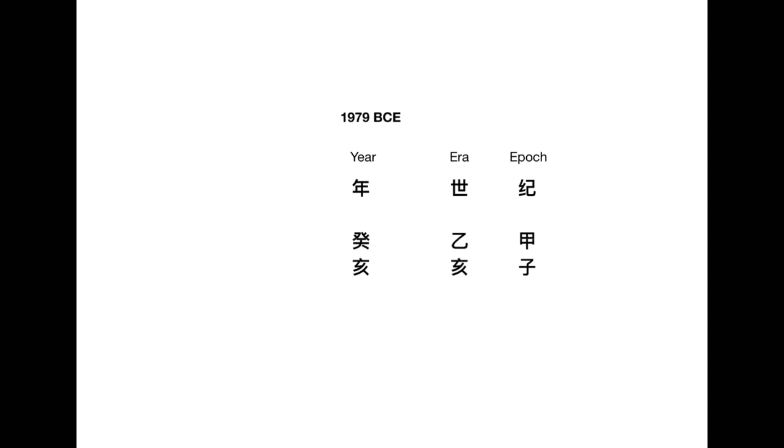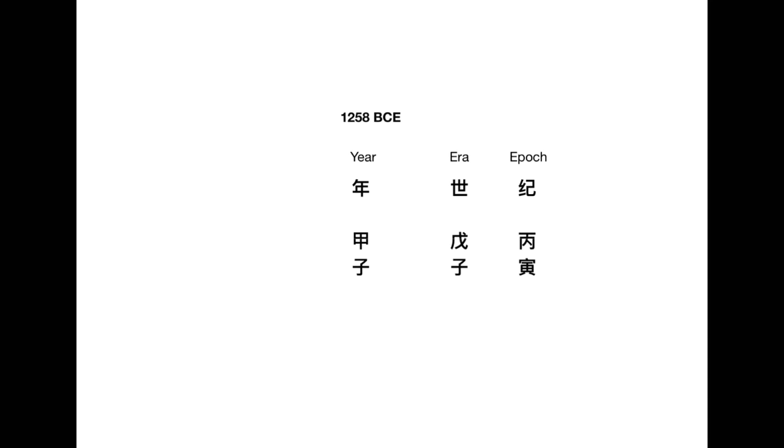And in 1979 BCE, we were actually in a Gui Hai year in a Yi Hai era. And in 1978 BCE, we ticked over into a new 60 stem-branch cycle, which means we ticked over into a new era cycle. We started at Zi again, but this time Bing Zi. And therefore, for the first time, the 720-year epoch shifted from Jiazi to Yichou.